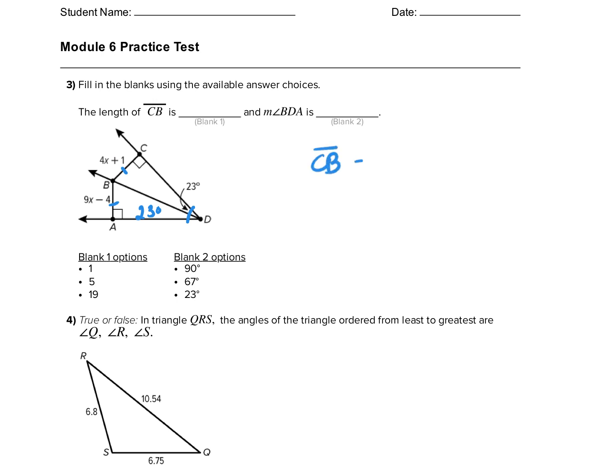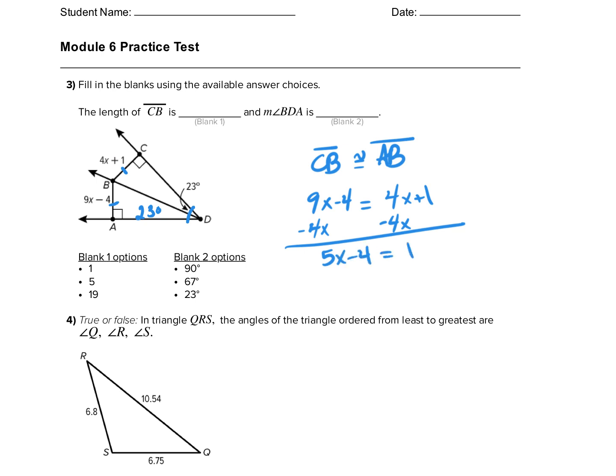So CB is congruent to AB. So I'm going to do exactly like I did for question number 1. I need to set both equations equal to each other because they are congruent, and I need to solve for x. Oops, sorry. I'm going to subtract 4x from both sides to give me 5x. Add 4 to both sides, so I have 5x equals 5. And when I divide both sides by 5, I get x equals 1.